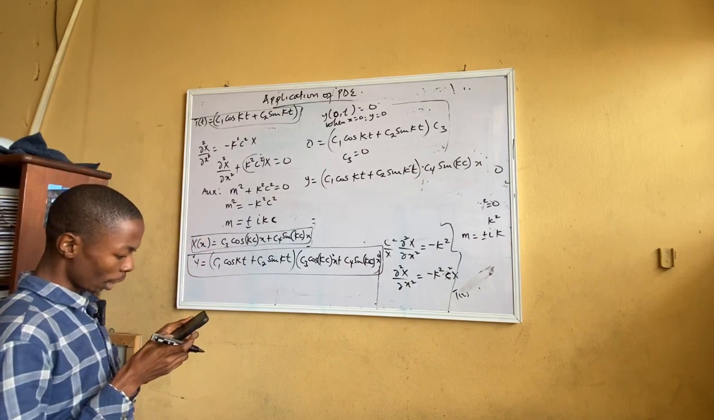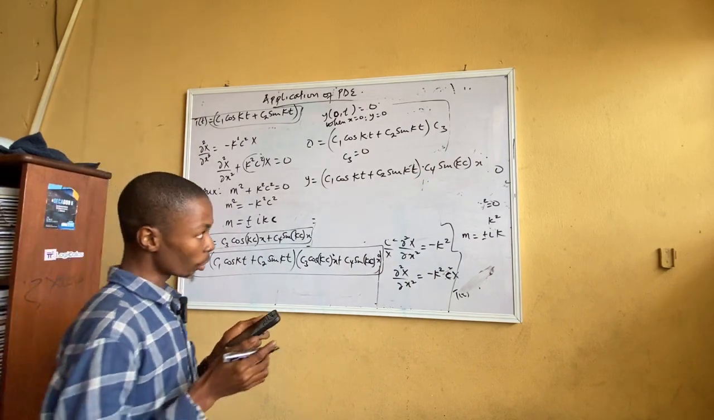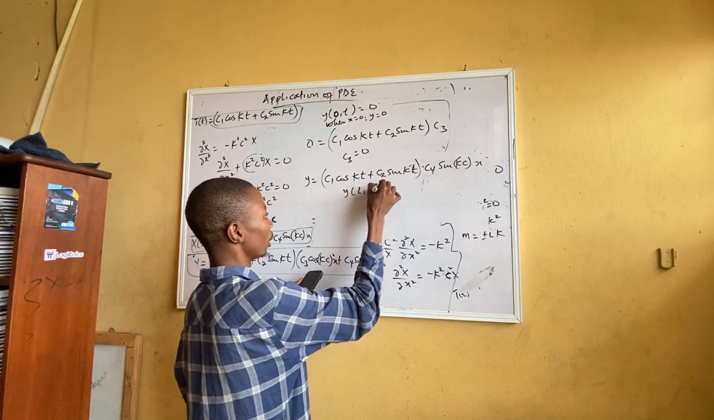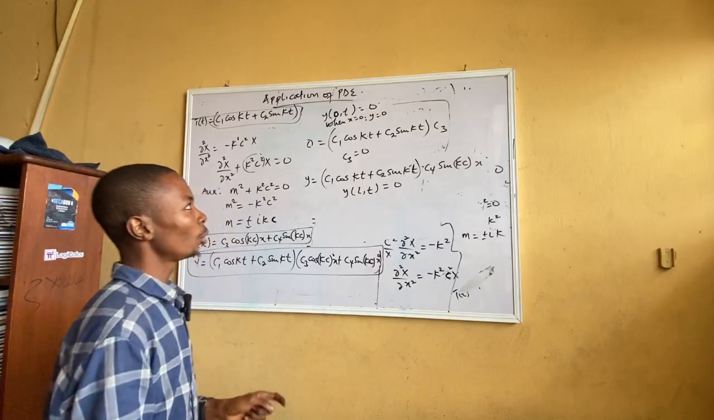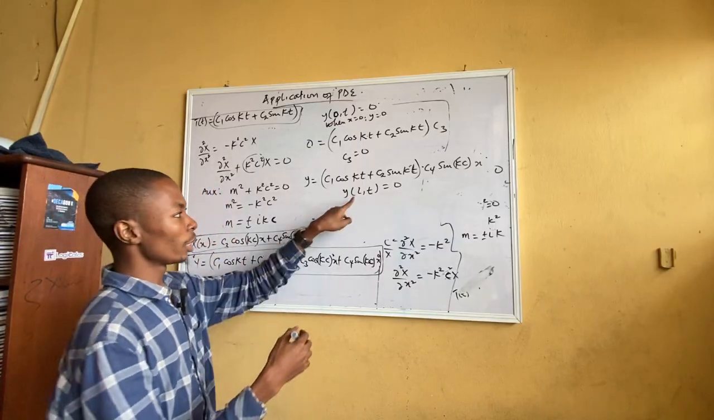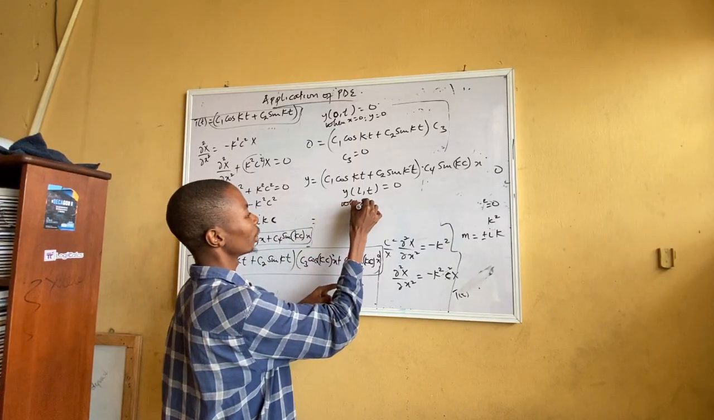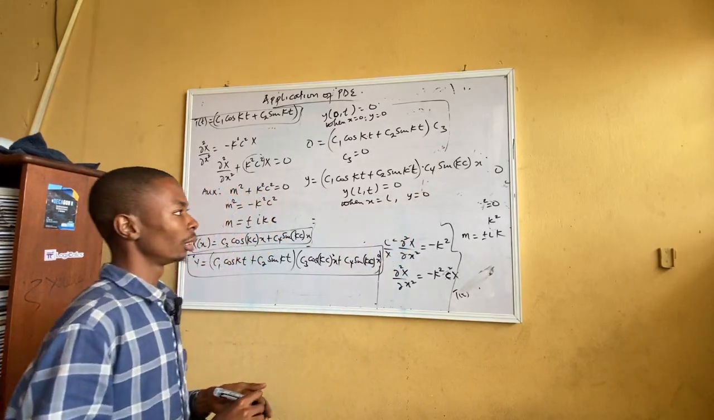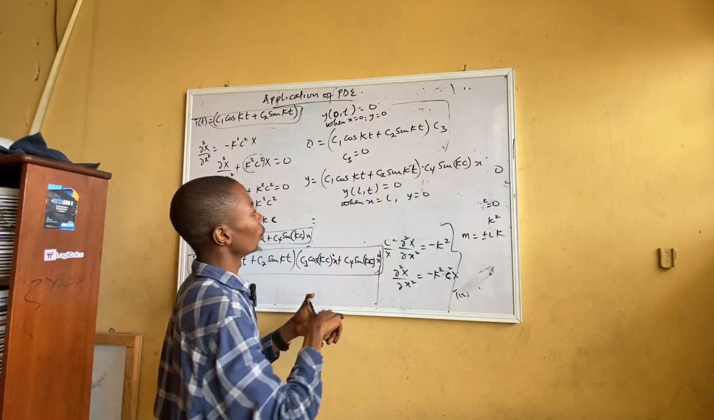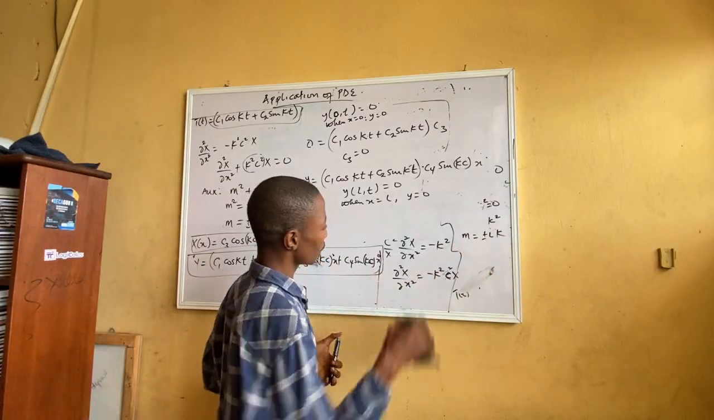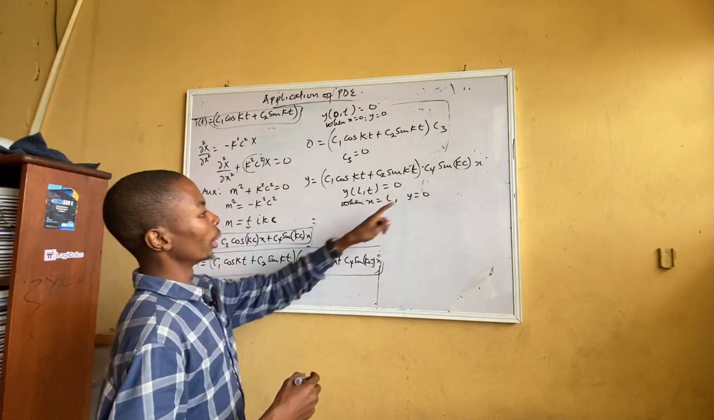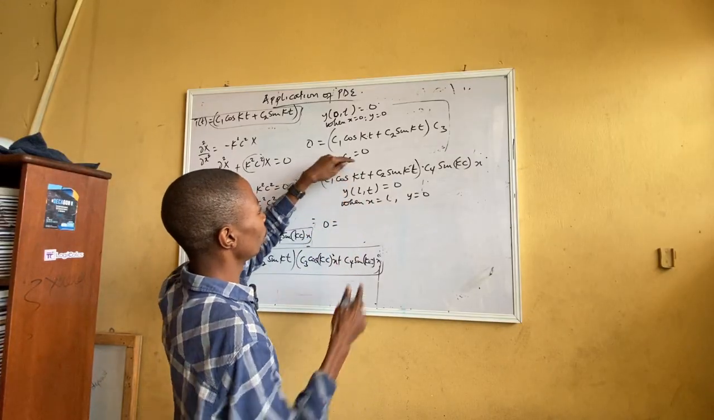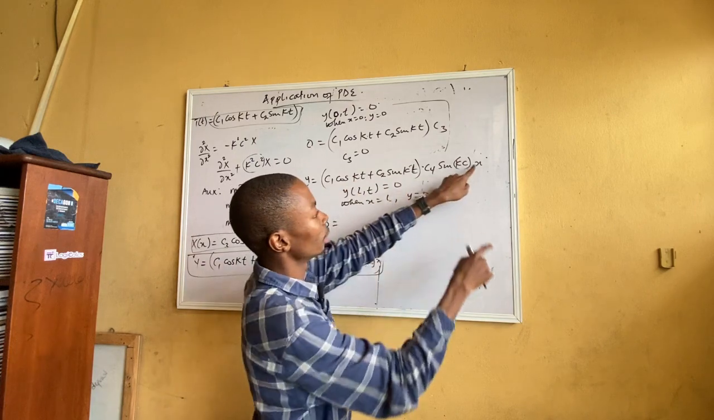The second condition now, what is the second condition? The second condition is y of l comma t is also 0. What does that mean? We are solving for y of x and t. It means when x is l, the solution is 0 at l. So when x is l, y is 0. Anywhere you see x, put l here.